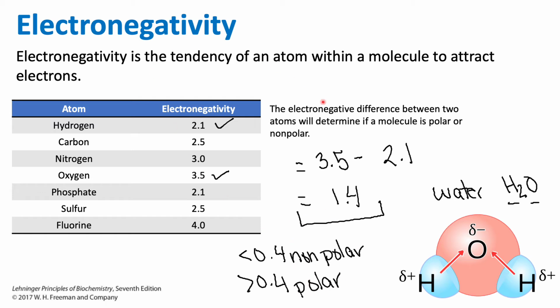So the first characteristic to determine if a molecule is polar or non-polar is finding the electronegativity difference. If the electronegativity difference is greater than 0.4, it is polar. If it is less than 0.4, then it is non-polar. And in this case, the electronegativity difference between oxygen and hydrogen is 1.4. Therefore, we say water is polar. And that can be done for various elements. And fluorine is the element which has the highest electronegativity of 4.0.